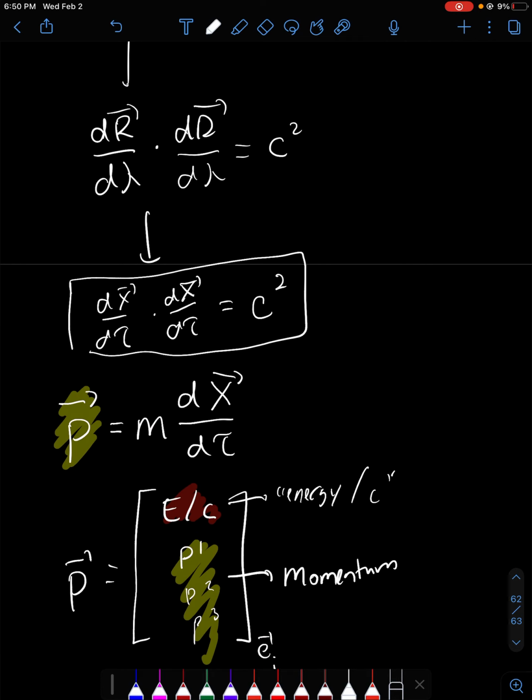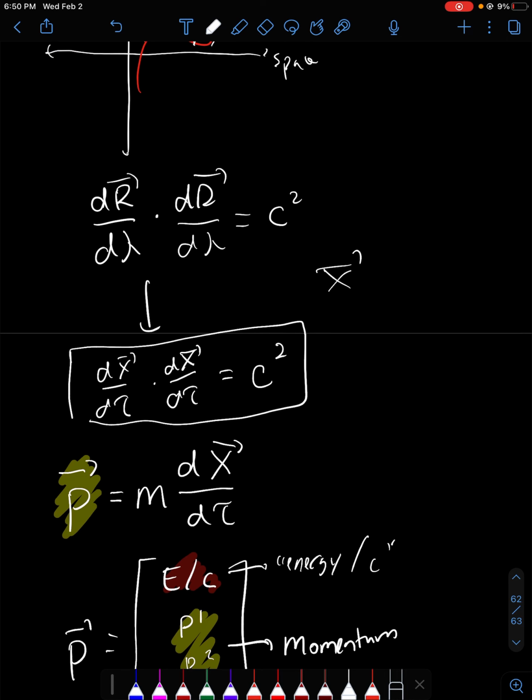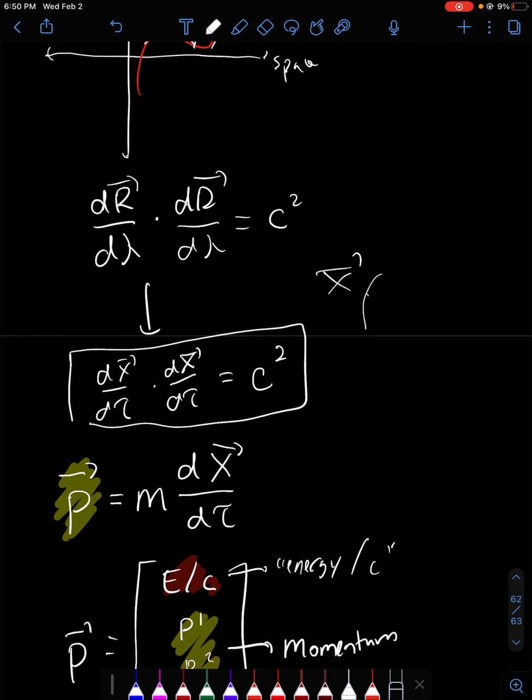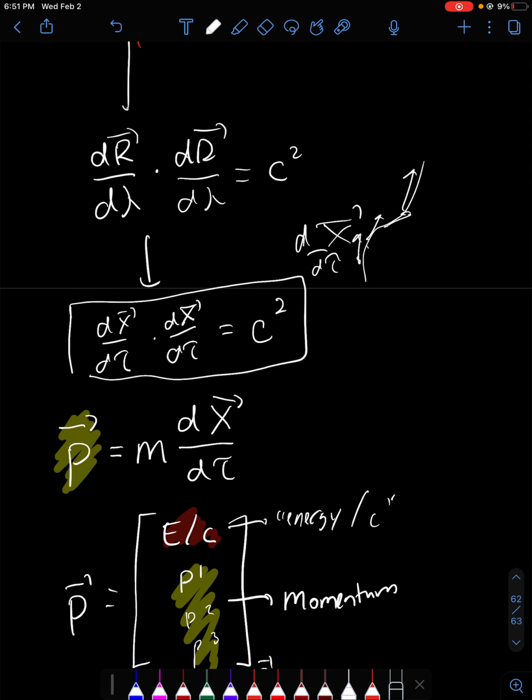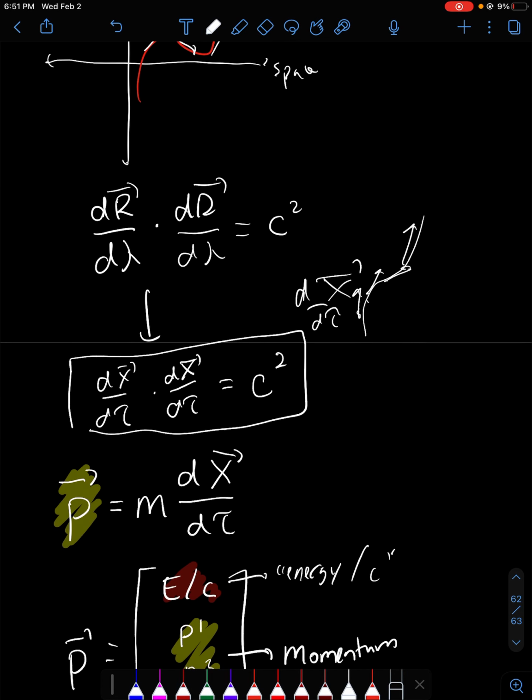So essentially, x are the tangent vectors along some path, and then dx over d tau would be the rate of change of those tangent vectors along the proper time coordinate direction. Anyways, let me think about this for a second.